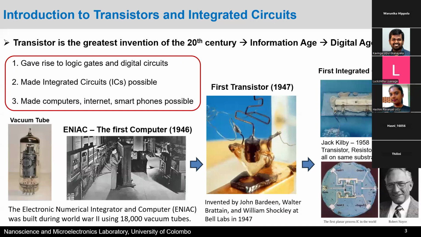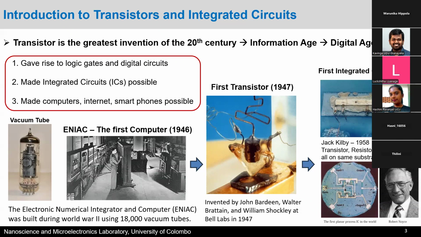So because of the transistors, we went over the information age in the 1980s, and then the digital age in the 1990s and in 2000. And now we also have artificial intelligence, the AI. It all started with the transistor, right?